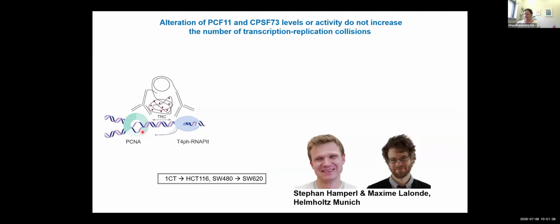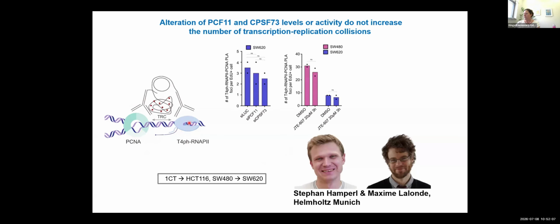And so we did a lot of experiments in collaboration with experts in the field, Stefan Hamperl and Maxime Lalonde. We used the PLA assay to test the transcription replication collisions using antibodies against PCNA and against the terminating form of POL2, but we also did it with just an elongating serine 2-phosphorylated form of POL2.